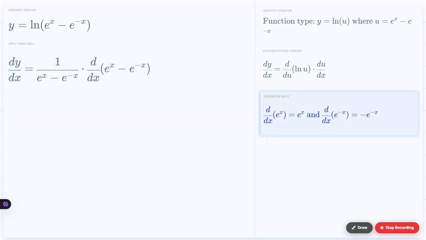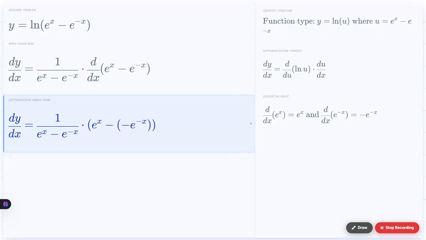We note that the derivative of e to the power of x is e to the power of x, and the derivative of e to the power of negative x is negative e to the power of negative x. We do this to find the values for our next step. These are the standard rules for derivatives of exponential functions.